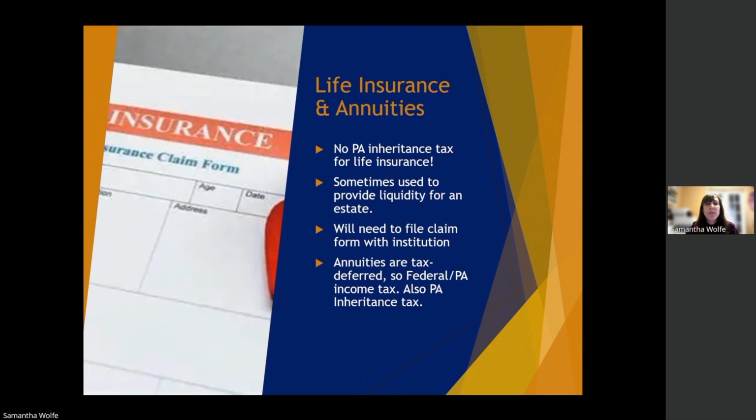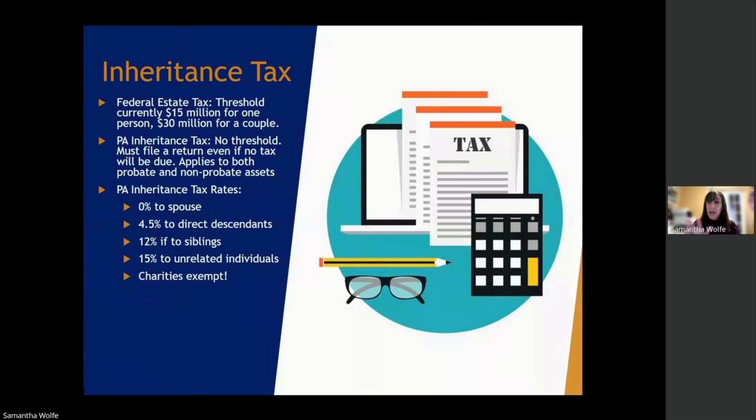Now, you will need to file a claim form with the institution. So you fill out this claim form, submit them, then they cut the beneficiary a check. You don't even report the death benefit proceeds on the inheritance tax return. Annuities, though, there would be inheritance tax and they are tax deferred. So typically there's federal and Pennsylvania tax and also inheritance tax on annuities, but it typically passes through beneficiary designation.